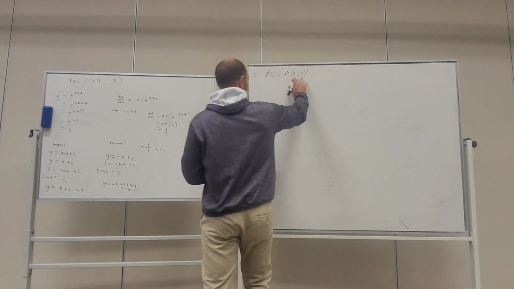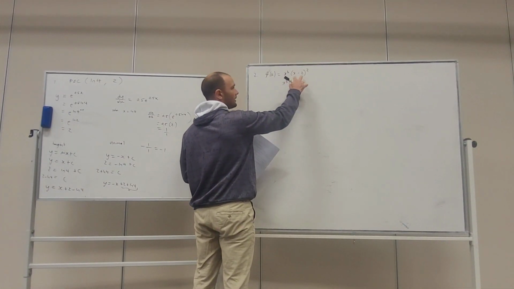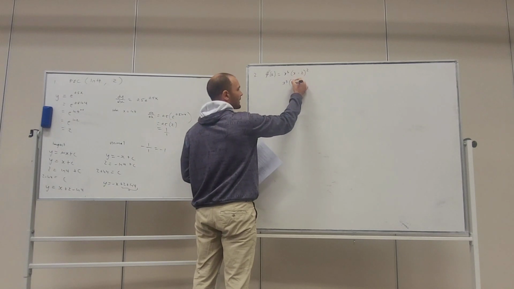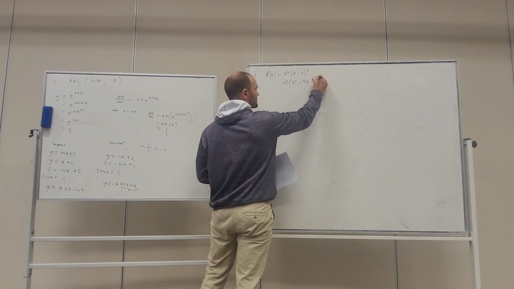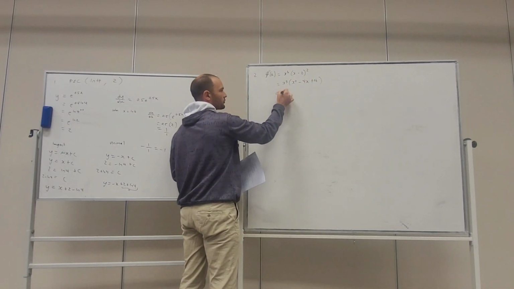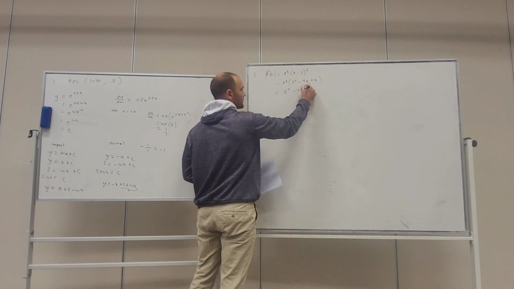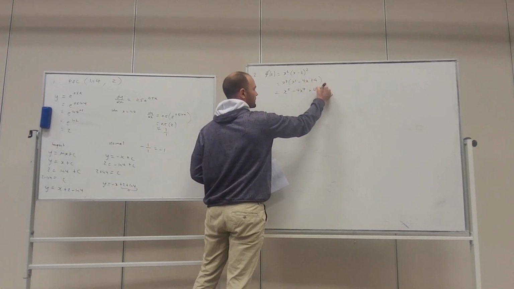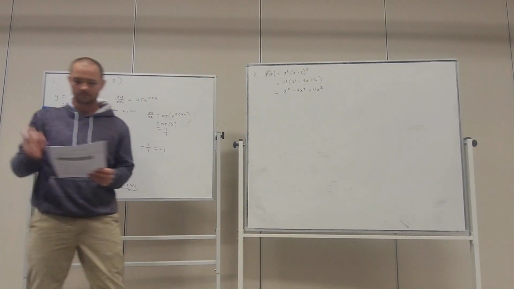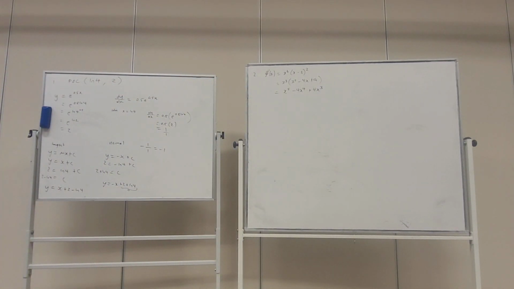So what we have in front is x to the 3, and we'll just perfect square that one. We'll have x squared take 4x plus 4. And then we'll distribute the x to the 3. So we'll have x to the 5, take 4x to the 4, plus 4x to the 3. That's our original function, sorry.